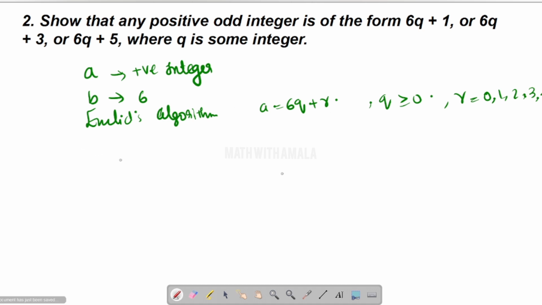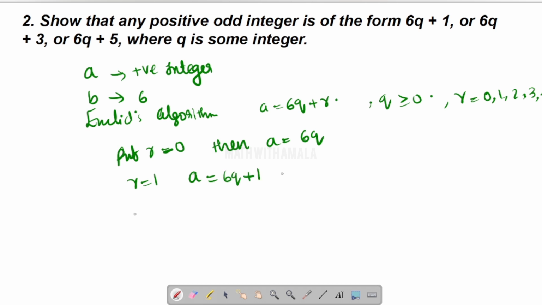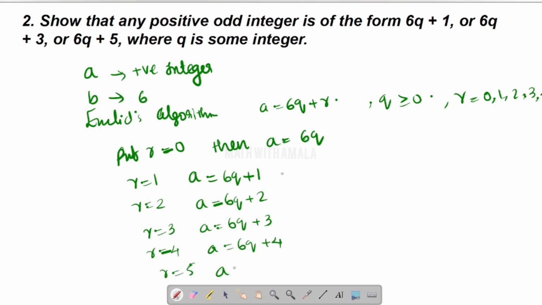You can't see the 4 and 5, I believe. So there are 0, 1, 2, 3, 4, 5 as r. Now let's put each value for r and write what a will be. When r equals 0, a is equal to 6q. When r equals 1, a is equal to 6q plus 1. When r equals 2, a is equal to 6q plus 2. When r equals 3, a equals 6q plus 3. When r equals 4, a equals 6q plus 4. When r equals 5, then a is equal to 6q plus 5.